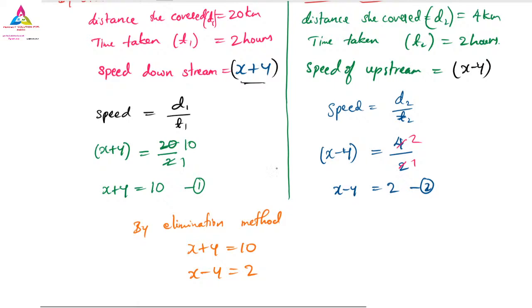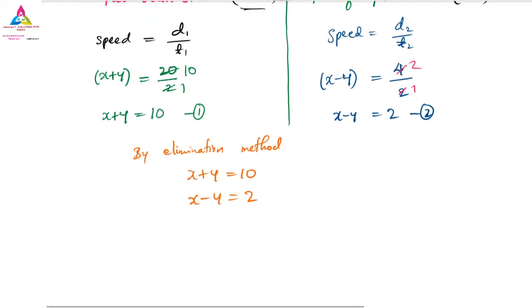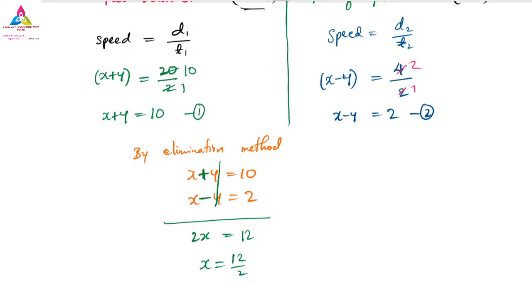Here you can see the coefficients are similar for x and y. Both the coefficients are similar only. No problem at all, no need to change the sign because here the signs are the same for the y. So y gets cancelled. So x plus x is 2x. We have to add them because we are not subtracting them. Here also we have to add them. It will be 12. So x is equal to 12 divided by 2. So x is equal to 6.